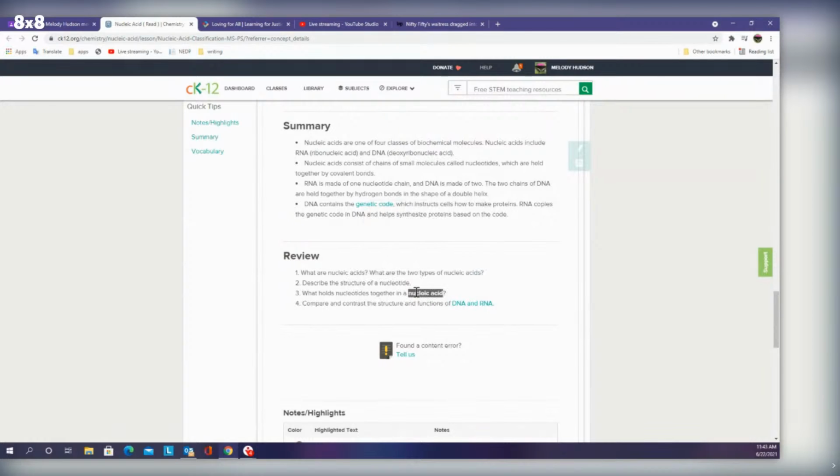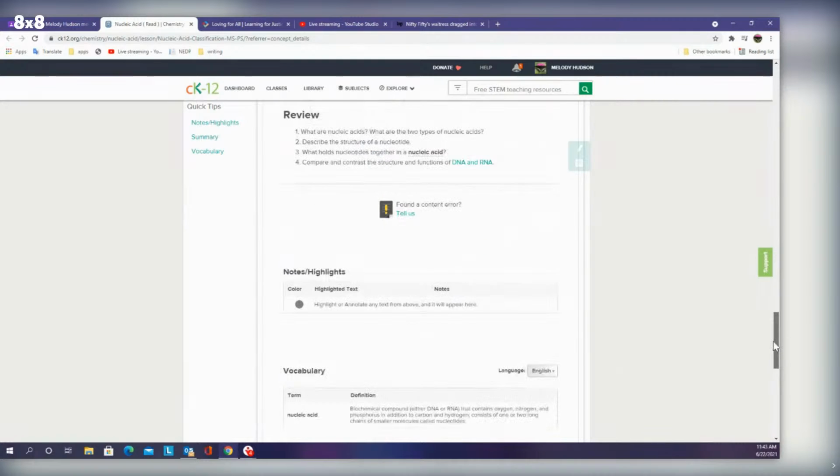And what holds nucleotides together in a nucleic acid, which is a biochemical compound, either DNA or RNA. Remember, deoxyribonucleic acid or ribonucleic acid. And it contains oxygen, nitrogen, and phosphorus in addition to carbon and hydrogen. It consists of one or two long chains of smaller molecules called nucleotides, right? So within nucleic acid are the smaller molecules. And compare and contrast the structure and the functions of DNA and RNA. Those are your questions.